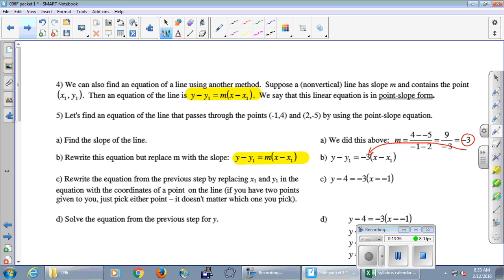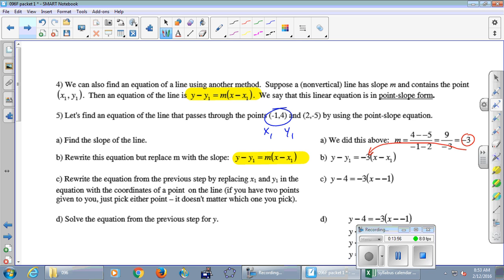Next thing we do is we change the x1 and the y1 to the coordinates of one of those points up there. And it doesn't make any difference which one you use. If you have 2 points, just pick one. So all we're saying is that the first coordinate here, the -1, is what's called x1, and the second coordinate is called y1. That's it.